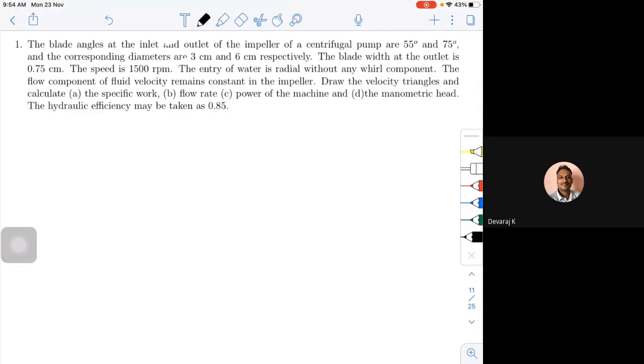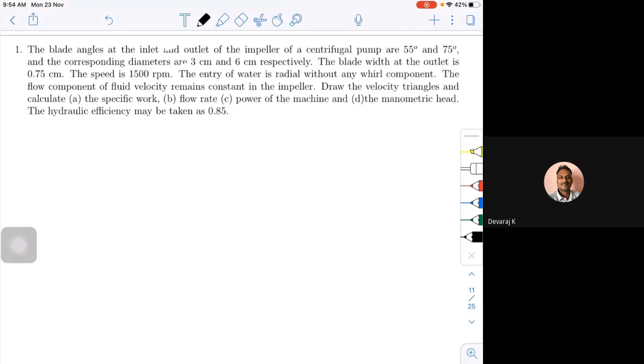Net positive suction head, and then we looked into how we were going to do the multi-staging in the pumps. Now, today we will look into the tutorials. So we'll try to solve one or two numericals. So let me take this first numerical.